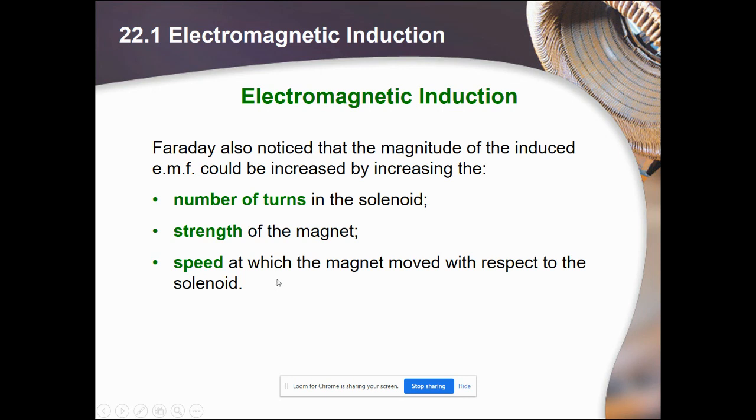What do I mean by this? It simply means that either I move the magnet into or out of the solenoid, or I can move the solenoid into and out of the magnet. It is a movement relative to each other.